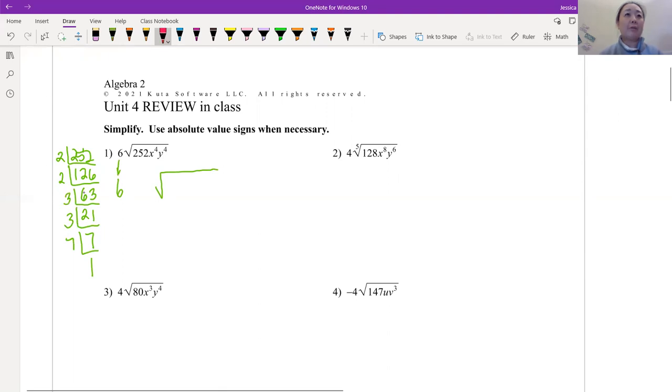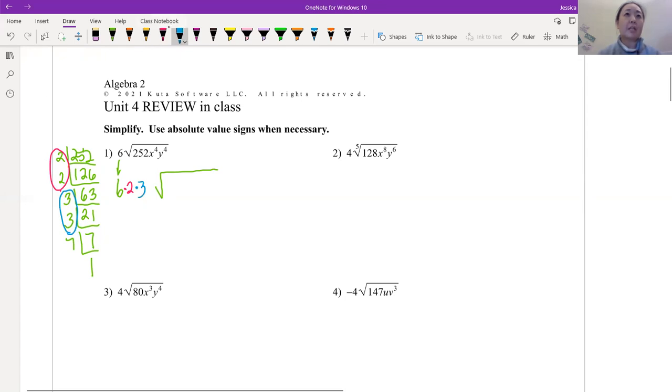So here we go. I'm going to pull out. So it's a square root, so I'm looking for groups of 2. So I have a group of 2 here, so that's my times 2. And I have a group of 3 here. That's going to be times 3.